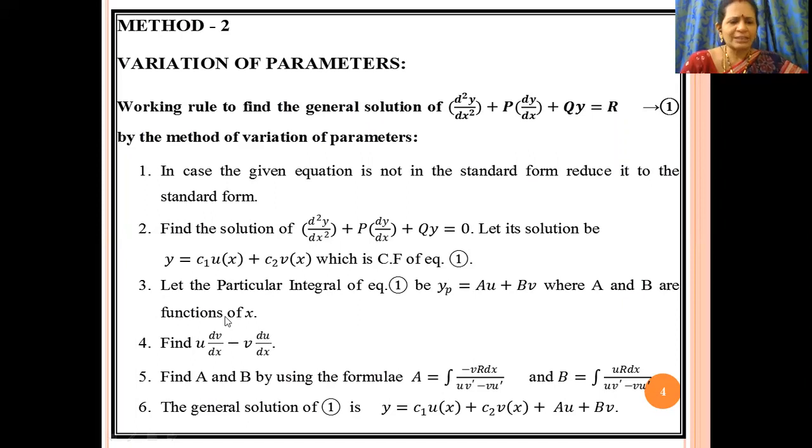After that, you have to find the particular integral of equation 1, let it be yp. This is the complementary function, we write it as yc, and the particular integral is yp, that is au plus bv, where a and b are functions of x. We are going to find those two, a and b. After getting yc and yp, we have to find u into dv by dx minus v into du by dx. We have to find this value. Then find a and b by using the formula. This is the formula for a, and this is the b value.